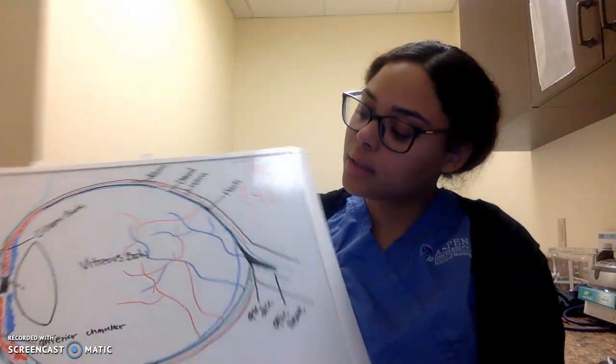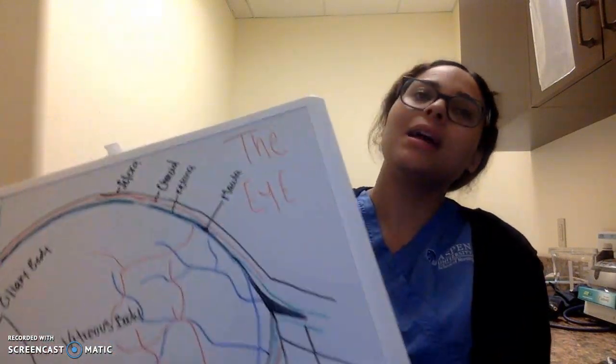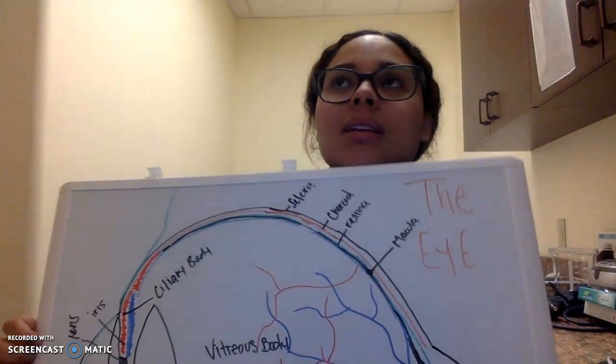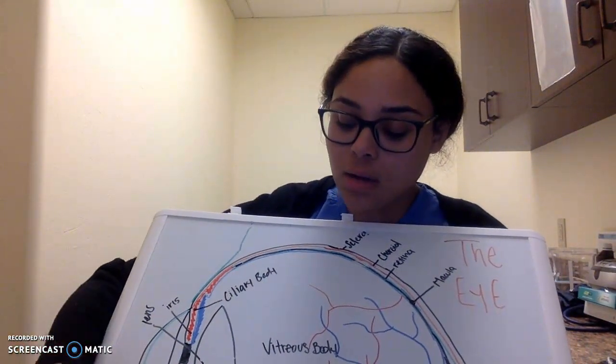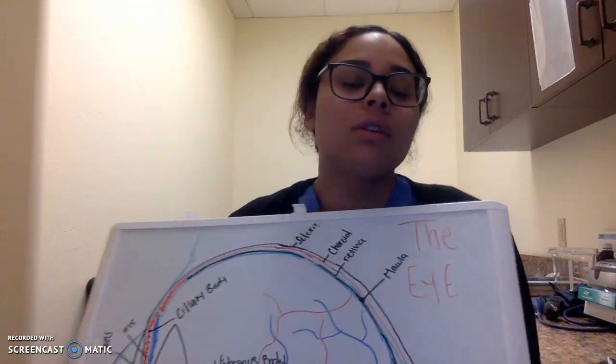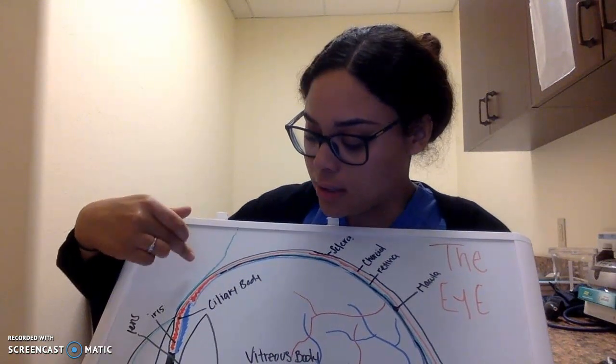The conjunctiva is located on the sides right here. It's the outer portion of the eye and the inner layer of the eyelid. It protects the eye. It also can get infected. If you've heard of conjunctivitis or pink eye, that is the part that does get infected.